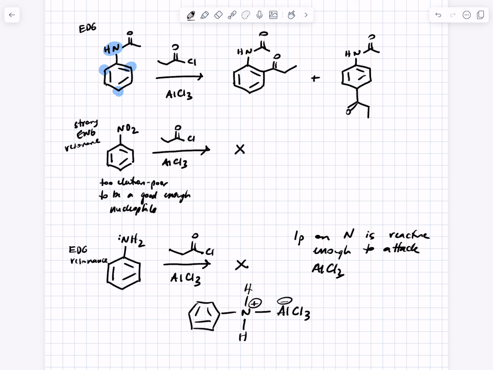And you're sort of stuck there. So Friedel-Crafts reactions don't work well with anilines either. The workaround to that is, you notice that if you put the carbonyl on the nitrogen, if you convert that aniline into an amide, then the reaction works fine.